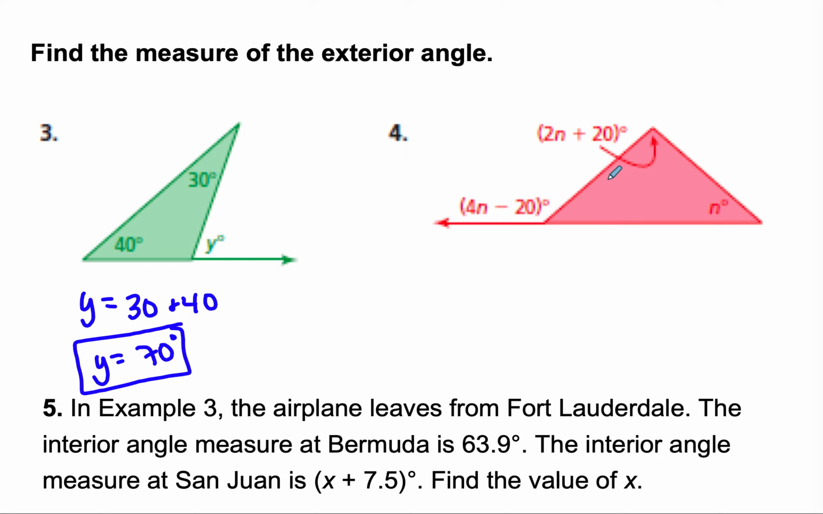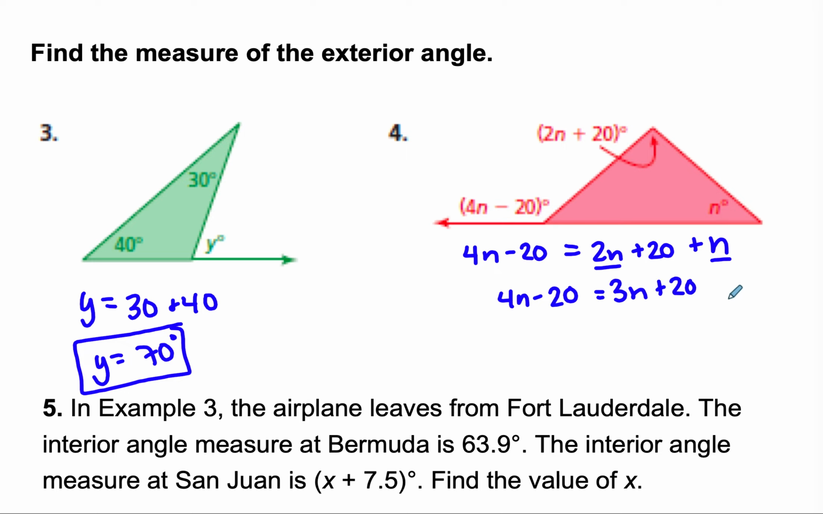Okay, this one we definitely do need to write an equation. So the exterior angle here is 4n minus 20. It's going to equal the sum of the 2 other angles, 2n plus 20 plus n. We need to combine like terms on the same side of the equation, so we have the 2n and the n on the same side. That adds to get 3n. So now I have 4n minus 20 equals 3n plus 20.